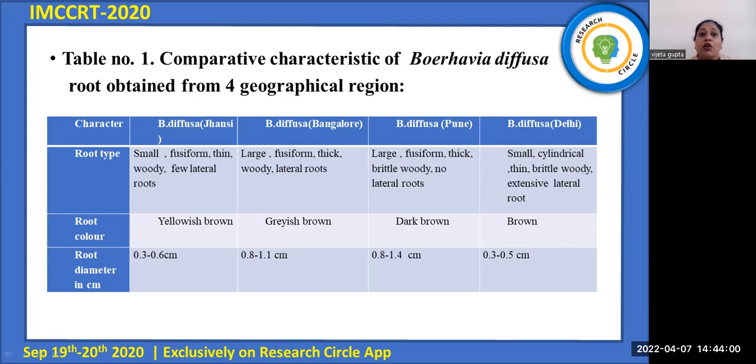The color of Boerhavia diffusa root is yellowish brown in Jhansi, grayish brown in Bangalore, dark brown in Pune, and brown in the Delhi region. The diameter is also different. In the Jhansi region, the diameter of a root is 0.3 to 0.6 centimeter. In Bangalore, 0.8 to 1.1 centimeter, and in Pune, 0.8 to 1.4 centimeter, and the thickness is very less in the Delhi region, that is 0.3 to 0.5 centimeter.